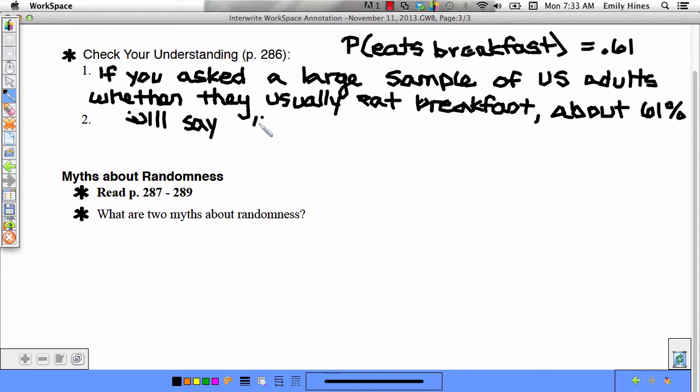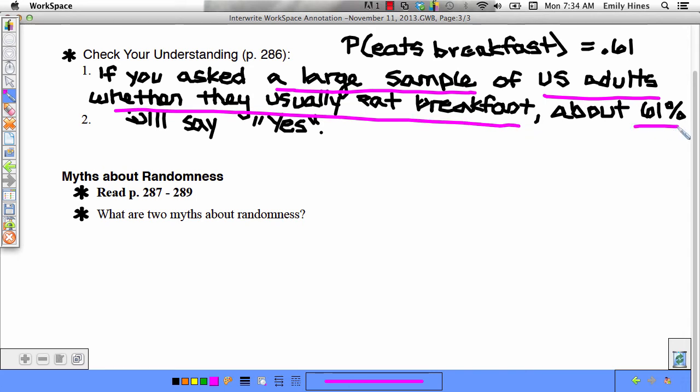Okay, I have all the keys to my probability definition here. I'm saying that I took a large sample, so there's a lot of them. I talk about who I'm sampling, what the probability is about, and there is my probability right there.